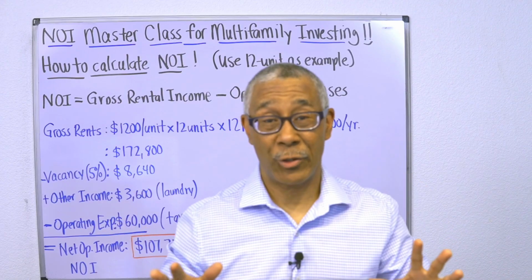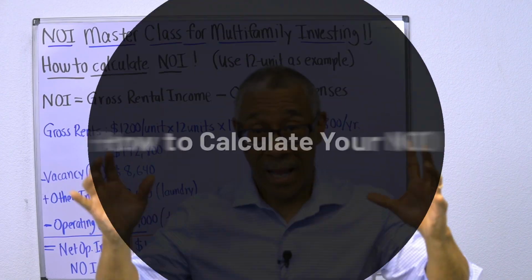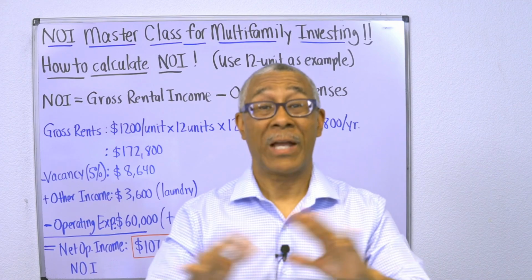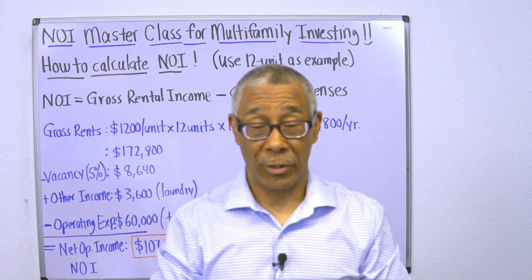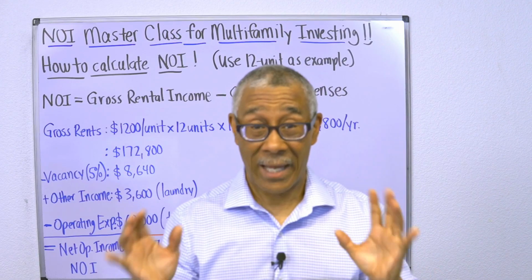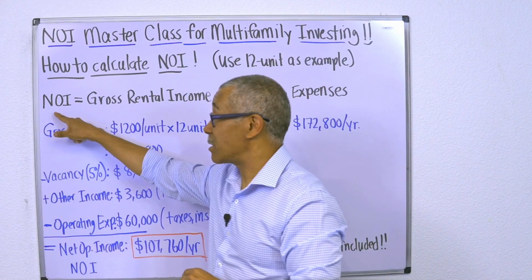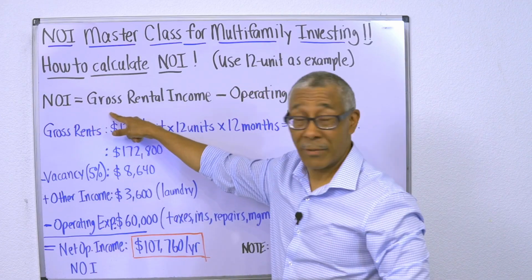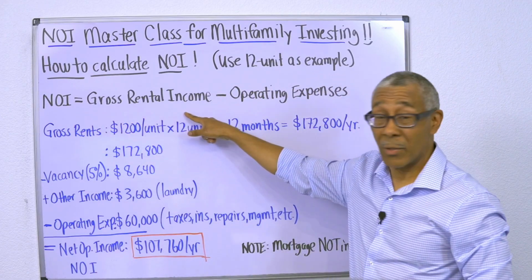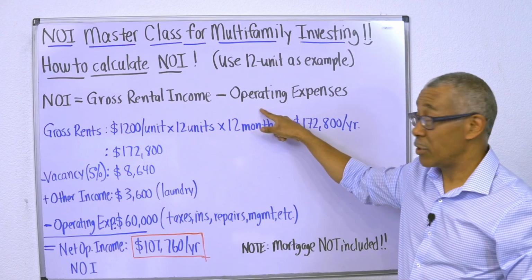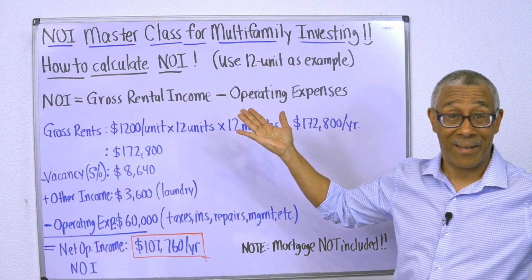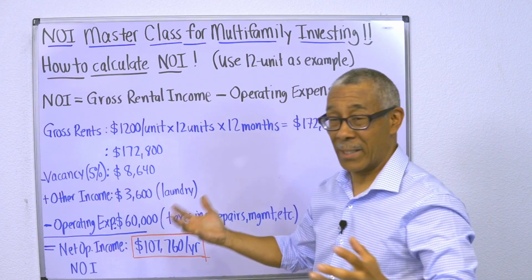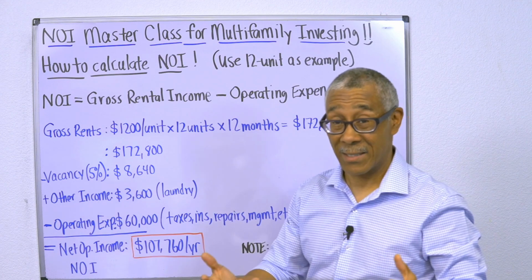Next, I'm going to share with you what the NOI is and how to calculate it, okay? And it's a very simple formula. I am going to use a 12-unit apartment building as the example. Here is the formula: gross rental income minus your operating expenses. That's it, okay? Here's an example. Again, I'm going to use a 12-unit apartment building.